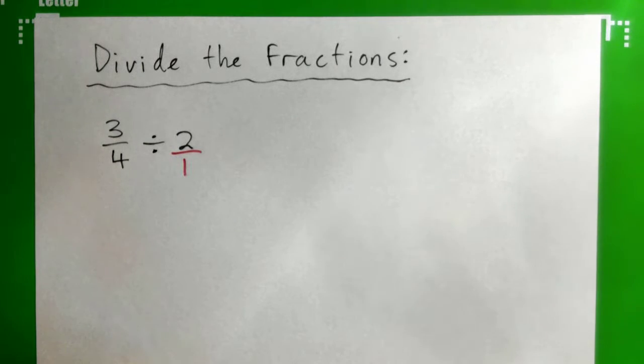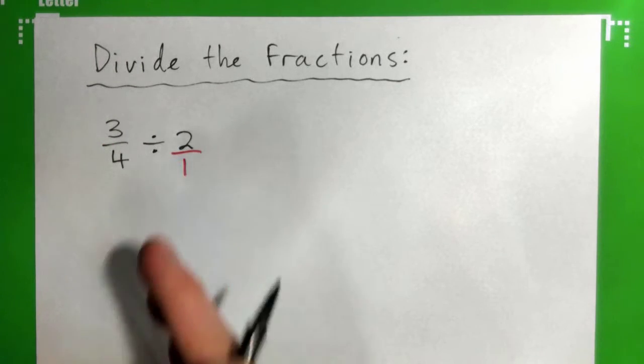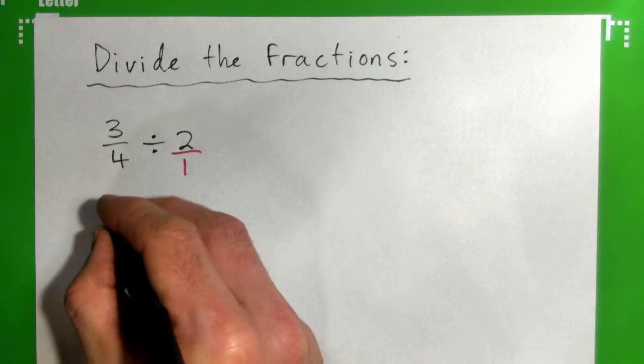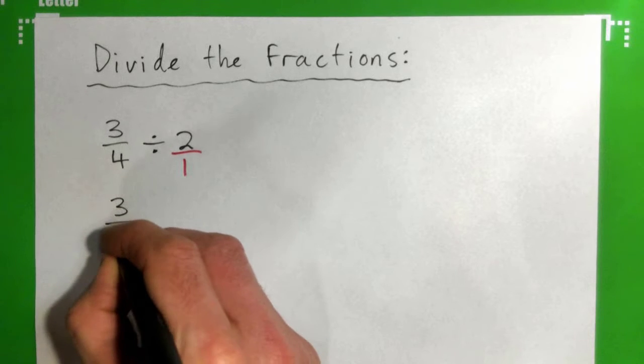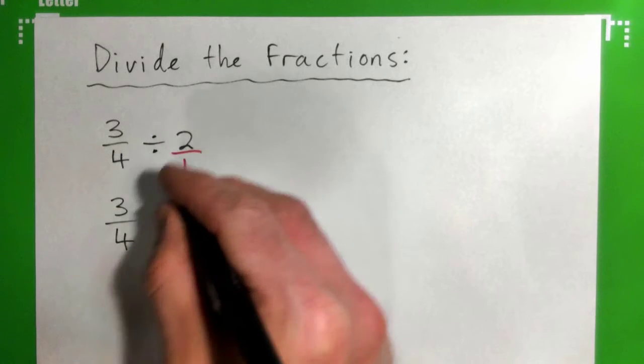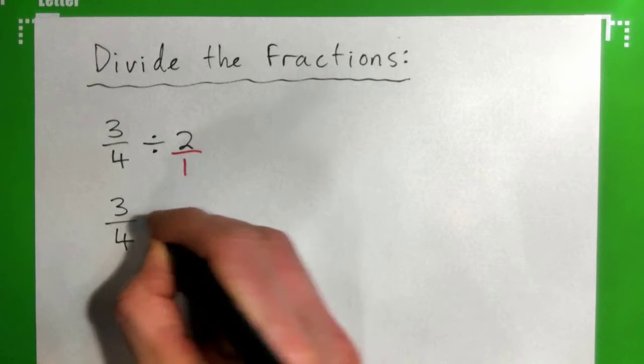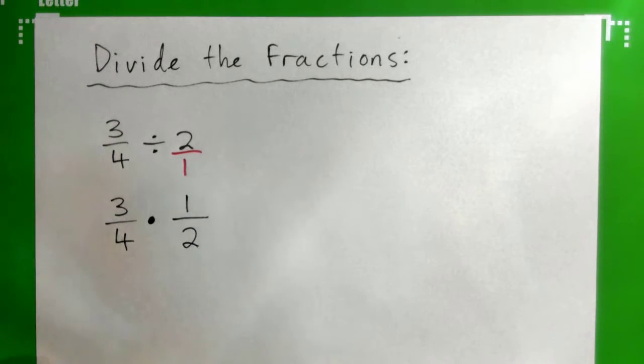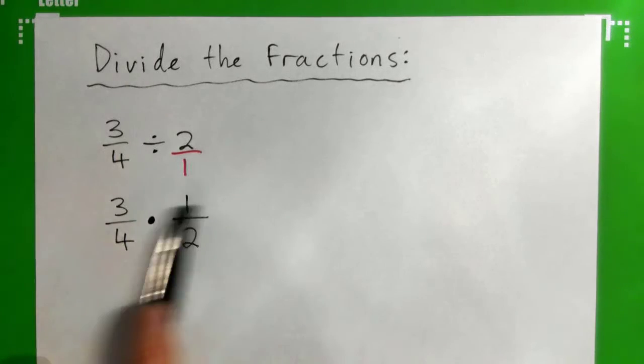Now, we have a fraction divided by a fraction. So what's the trick when we divide fractions? Yes. You flip the fraction on the right and you multiply. So it's 3 over 4 times 1 over 2. And then we just multiply fractions. Multiply the tops, multiply the bottoms.